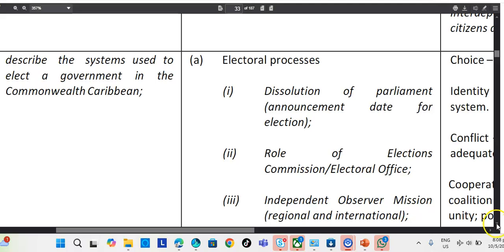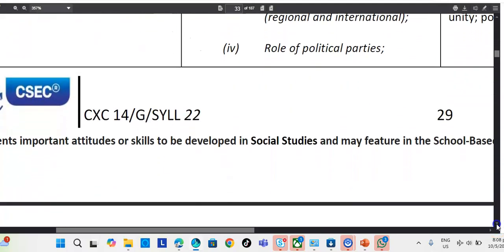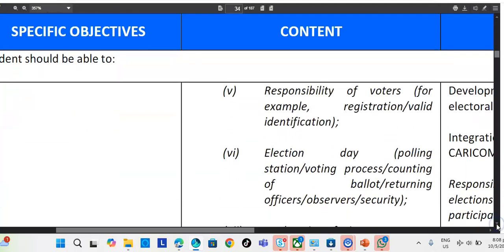Now we're going to look at some of the factors which determine the outcome of elections. In other words, what are some of the things that we take into consideration when deciding which party becomes victorious at the end of the closing of the poll or the end of election day? There are a number of factors which determine the outcome of elections. One of those factors we're going to look at is campaign issues.